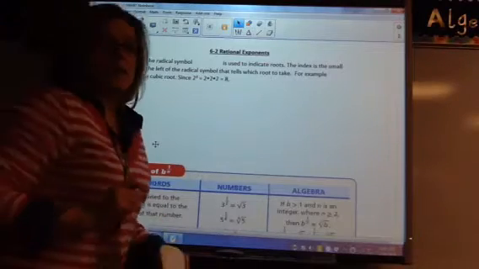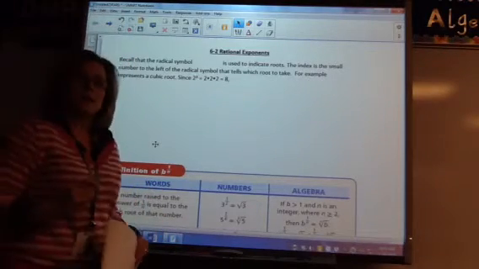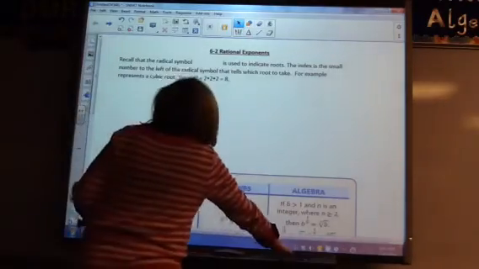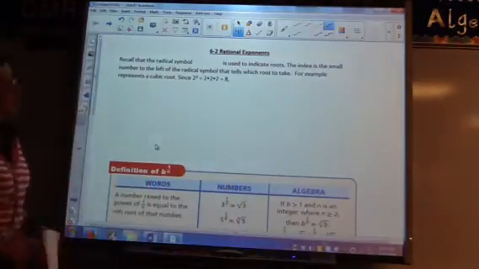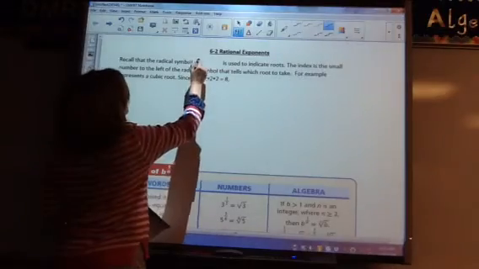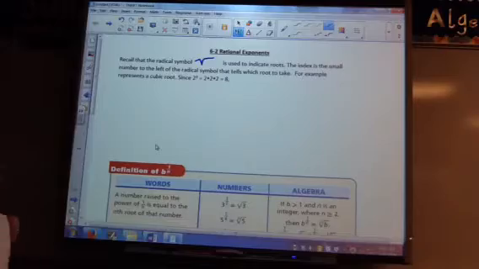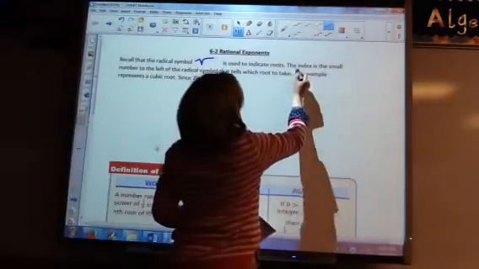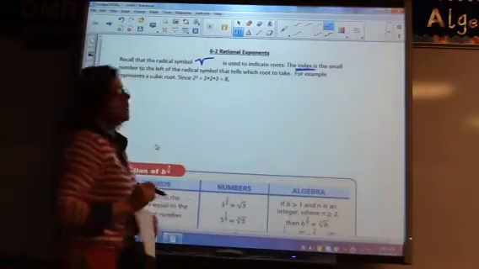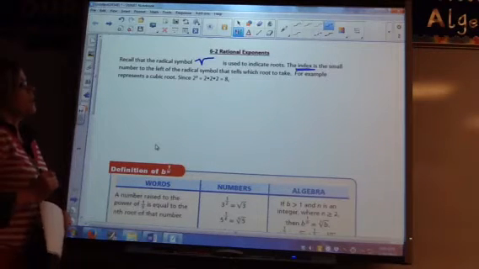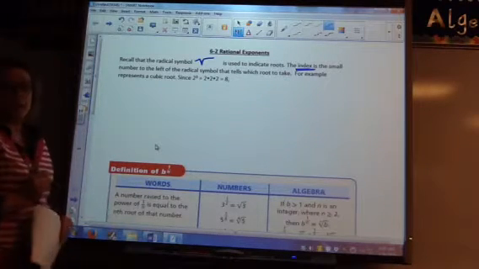All right, students, today we're going to talk about Unit 6, Section 2, Rational Exponents. Recall that the radical symbol is used to indicate roots. The index, I think that's a new vocabulary word for you all, is the small number to the left of the radical symbol that tells which root to take.